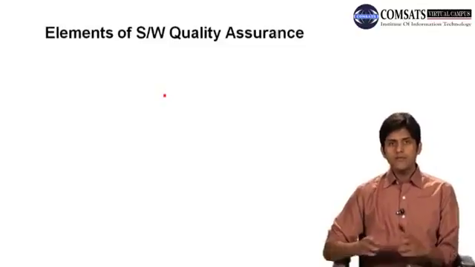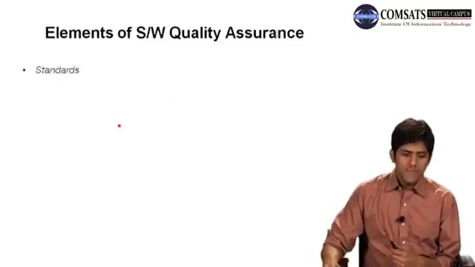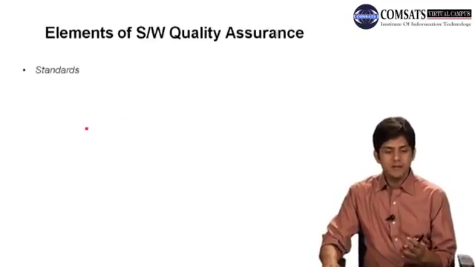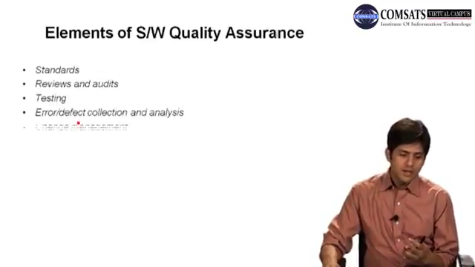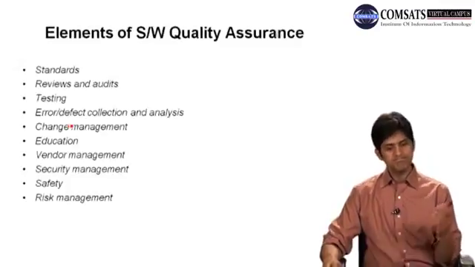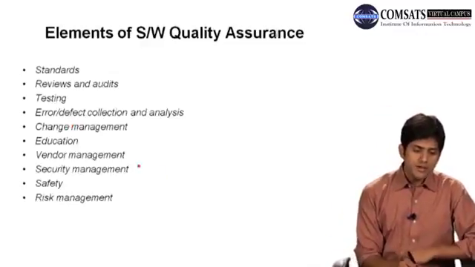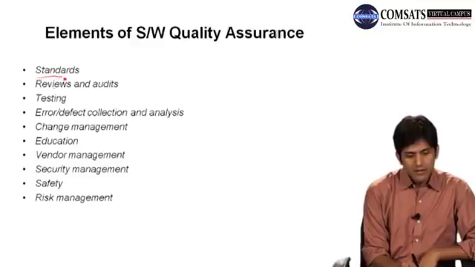ओके जी. Now what are the different elements of software quality assurance? There are different standards that are followed. ओके जी. Let's quickly see what are the different things. Okay, so what are the different elements of software quality assurance? There are different standards, ठीक है.